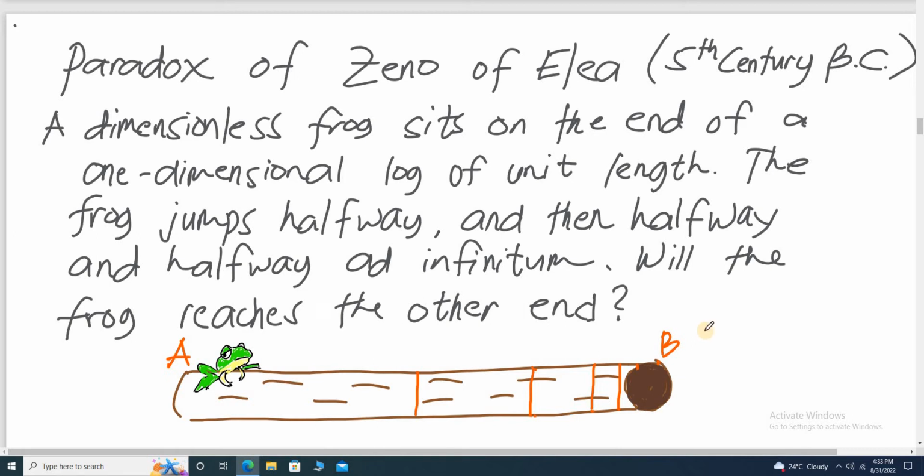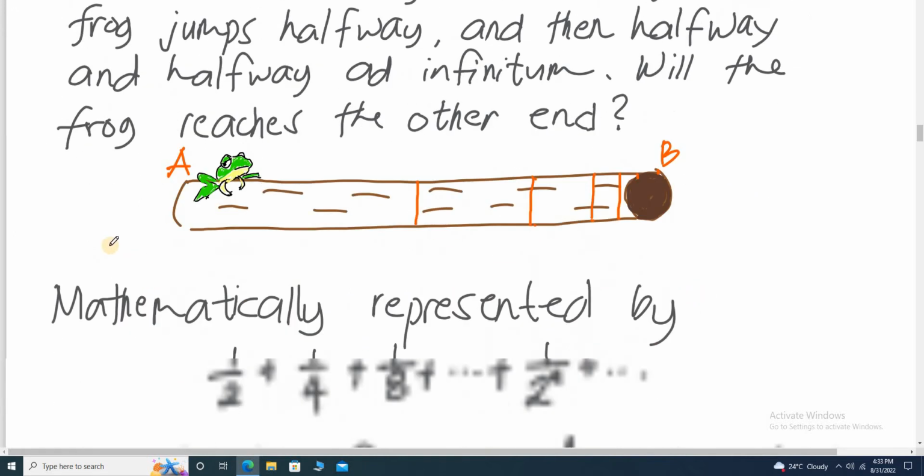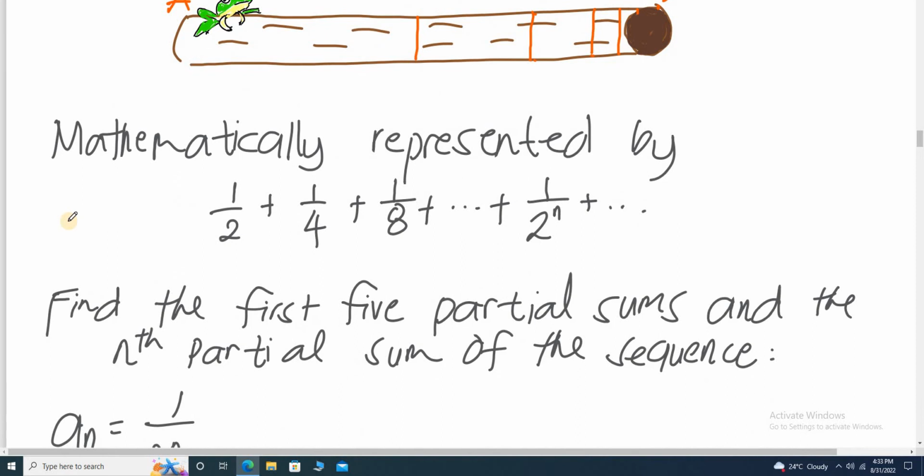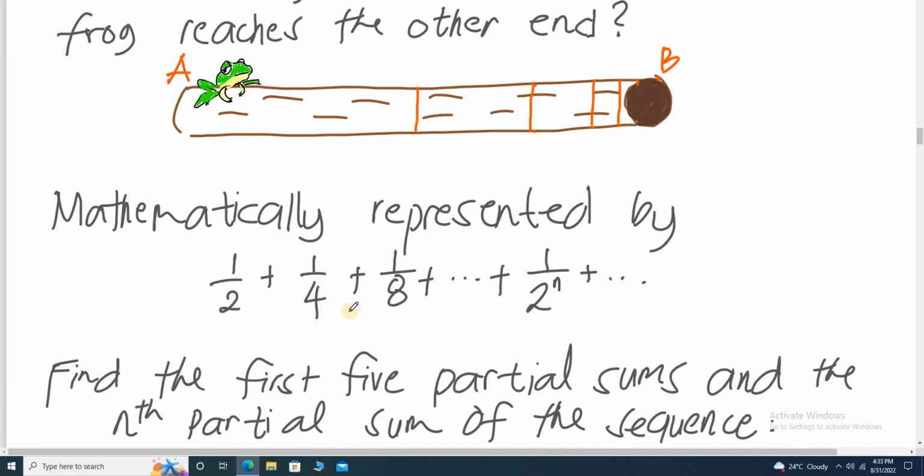That's the paradox. Okay? So mathematically speaking, this is represented by 1/2 plus 1/4 plus 1/8 plus... This is the infinite series as shown here. So 1/2 is from point A to this point. So that's the 1/2, and then 1/4, and then 1/8, and so on and so forth until you end up with the sequence 1/2 raised to n. So for my example number 2, that's the introduction.